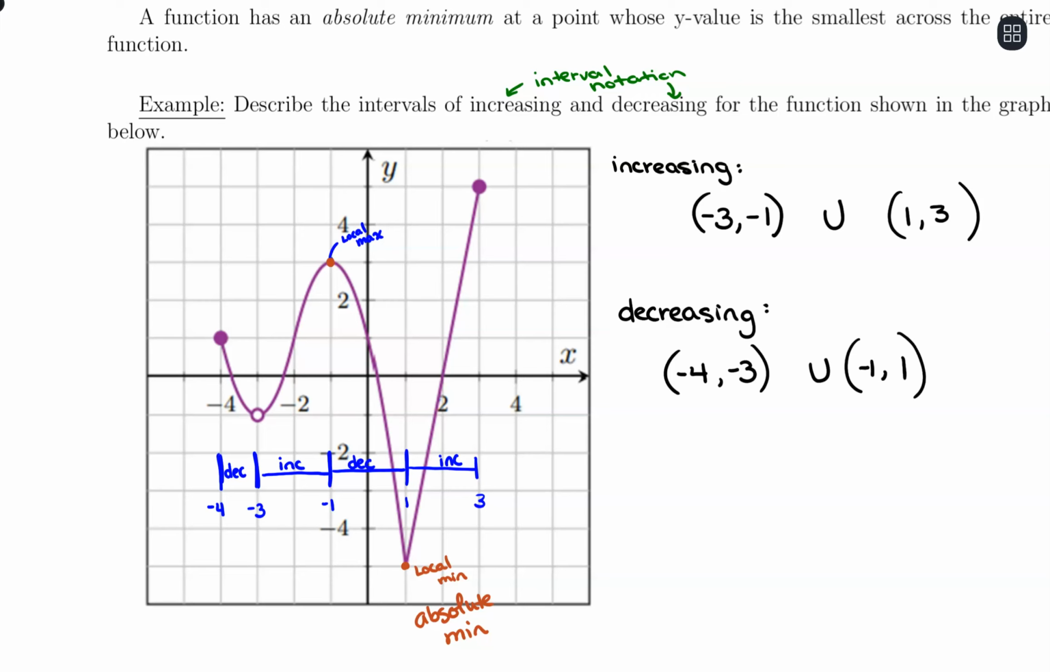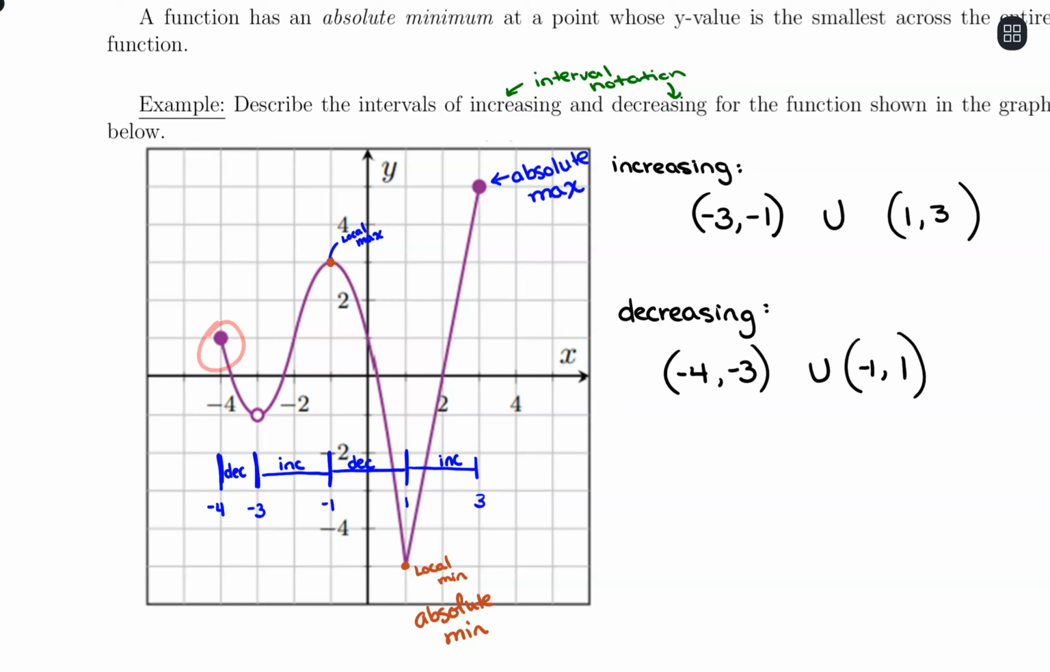Oh, just to kind of finish up with local and absolute minimum. So we have a local maximum here, local minimum and absolute minimum at that 1, -5. This coordinate 3, 5, this would be the absolute maximum because it has the largest y value, and then that would do it.